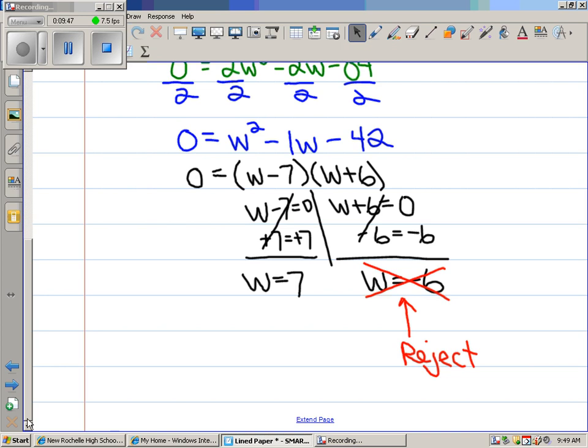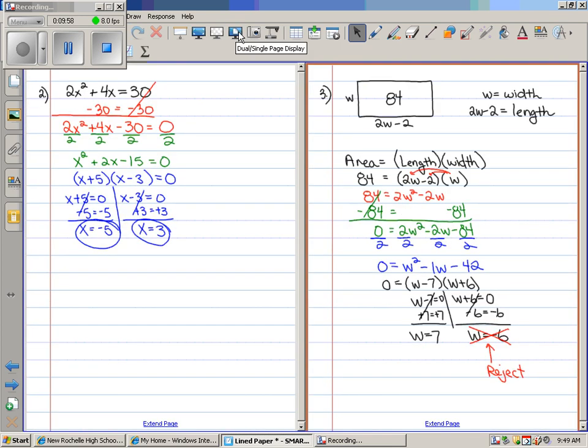Now, are we done? I'm not sure. Find the dimensions of this rectangle. Nope, not done yet. We are going to plug it back in. If you're real lazy, you can just do this. The width is 7. 2 times 7 minus 2 is how much? 12. You are going to have to be real careful about that.